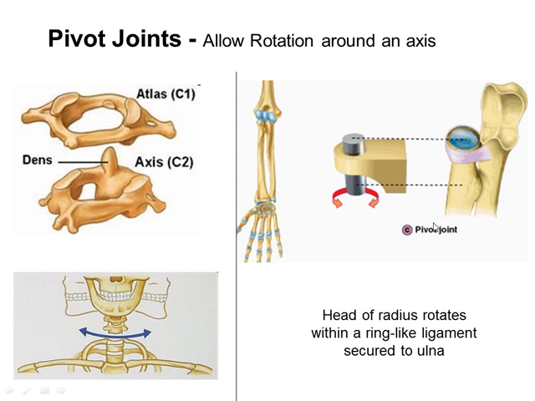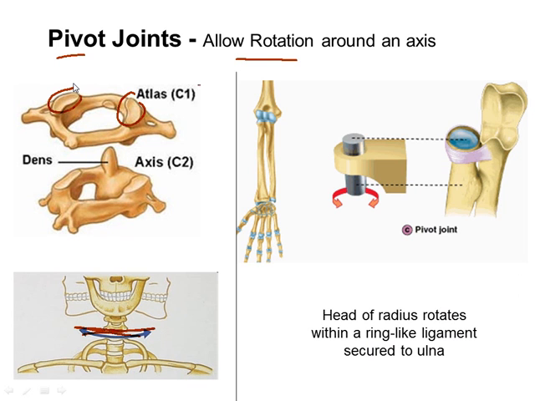Pivot joints allow rotation. The common one that we learned in lab last week was the atlas, or C1, and the axis, C2. When you put those together, you can rotate your head and say no. What allowed you to say yes? Do you guys remember? The occipital condyles and the atlas. So when you put the occipital condyles of the occipital bone on top of the atlas, you get to do this, right? You get to say yes.